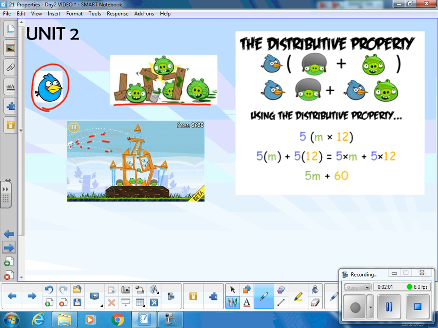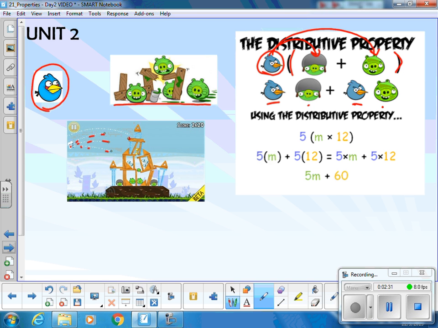So think of the distributive property as this angry bird guy outside the parentheses is wanting to attack these pigs that are inside the parentheses. And he has to get this guy with the hat and he has to get this other guy without the hat, but he's got to knock them both out. So basically we're sharing that blue bird, the angry bird, with both of the pigs. So that's all we're doing with the distributive property.